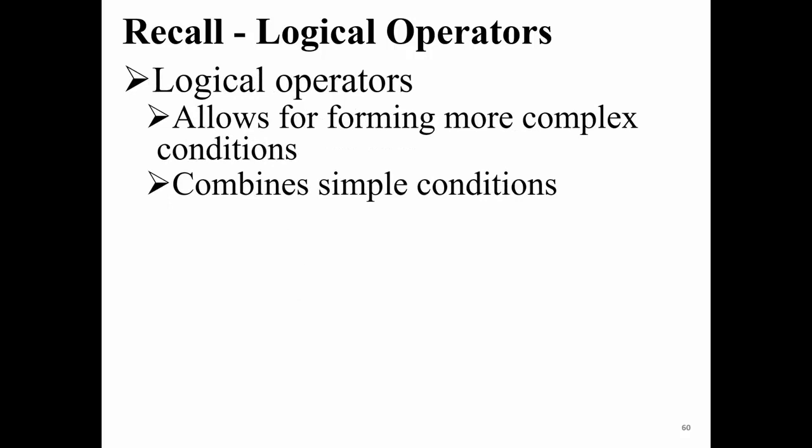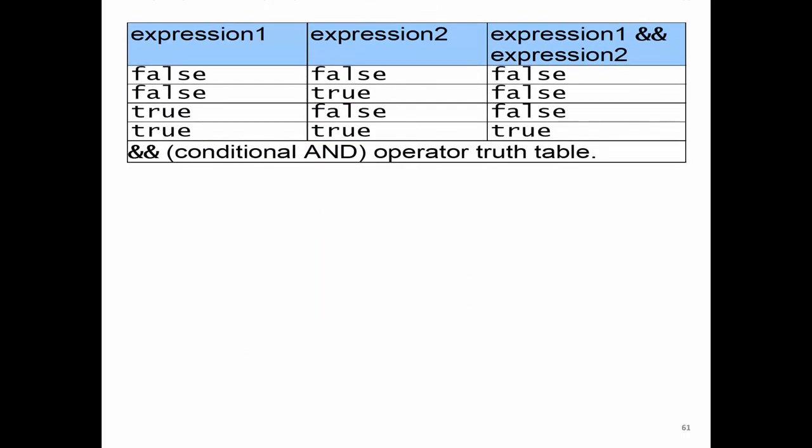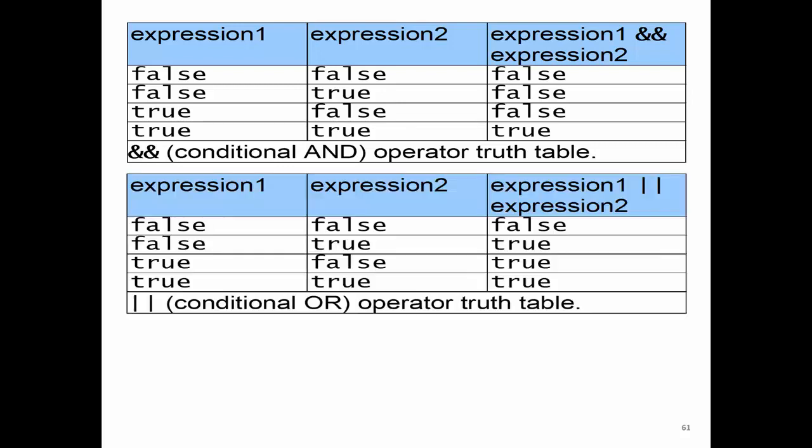Just to recall the logic operators, you have and, or, exclusive or, and you have logic not, which is the negation. This allows you to create more complex compound logic. So if you have expression 1 and expression 2, and you say and between them, you are saying these statements will be executed only if expression 1 and expression 2 are both true. Otherwise, they will not be executed.